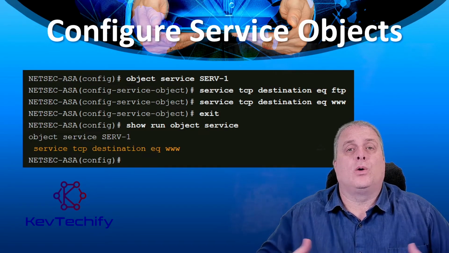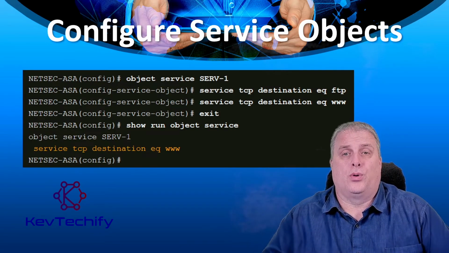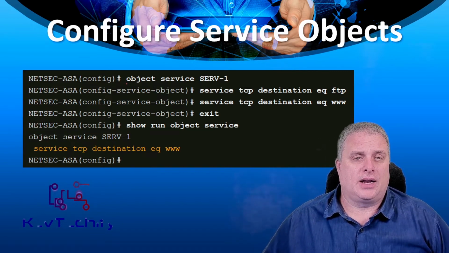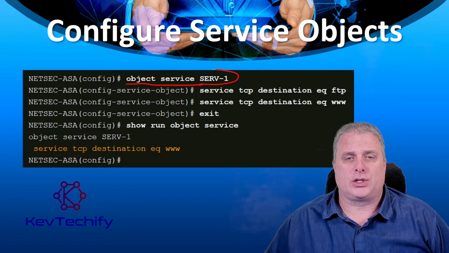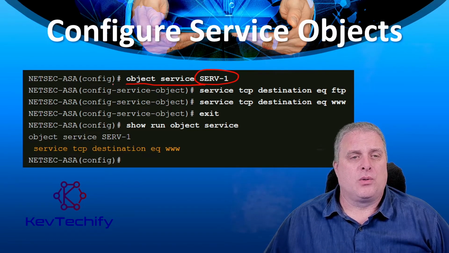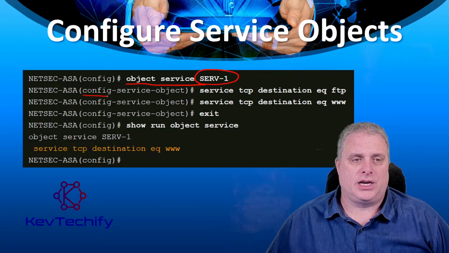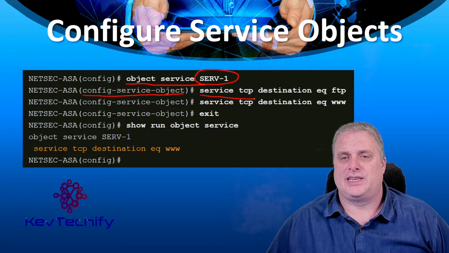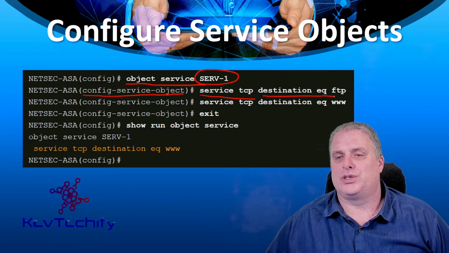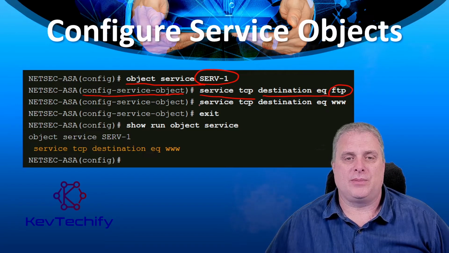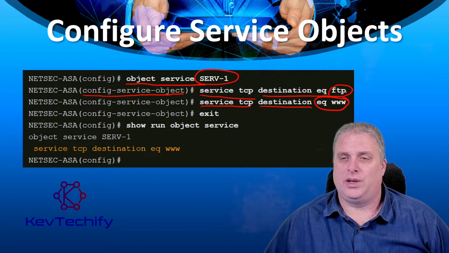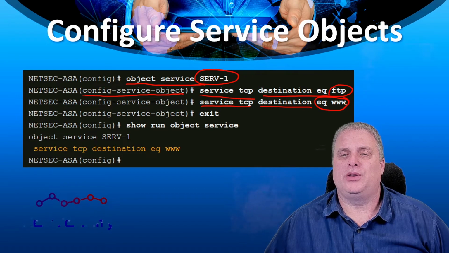A service object can only be associated with one protocol and port. Here we have an example of creating an object service called serve-1. So we created that. Once we're in there, once again, notice our prompt does change. Now it says configure service object. We're going to go ahead and specify the service is TCP. Our destination is equal to FTP. Next line, we'll do the same thing. We'll do service TCP. Our destination is equal to www. So first one we did FTP, second one we did www.